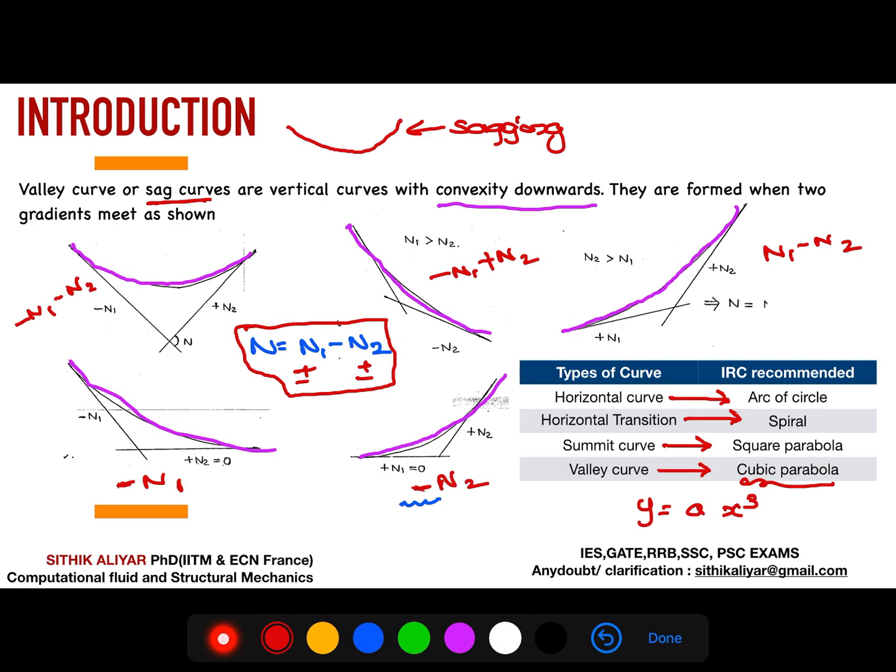You can pause the video again. If you have another tab nearby, like a browser, you can open it and see how the y equal to x cube curve looks. That shape is what we are going to adopt in our highway for a valley curve. A is a constant that will be a function of the deviation angle and the length of the valley curve, which we will see in 1 or 2 slides.